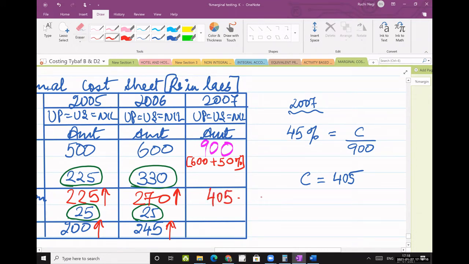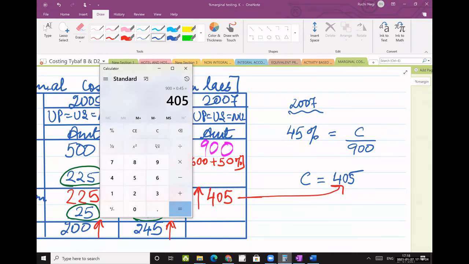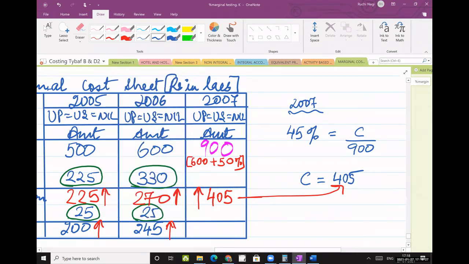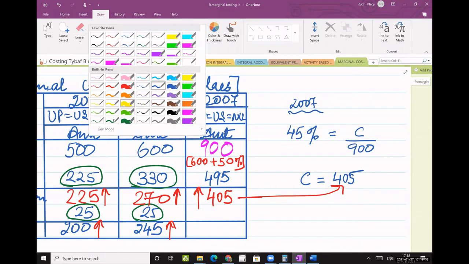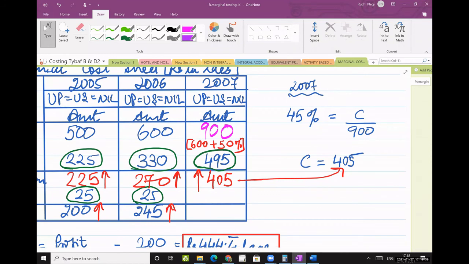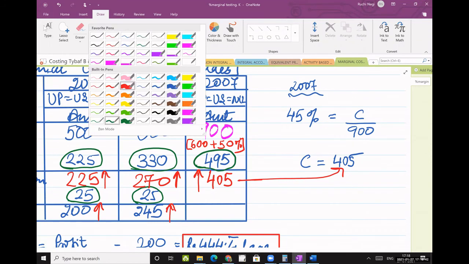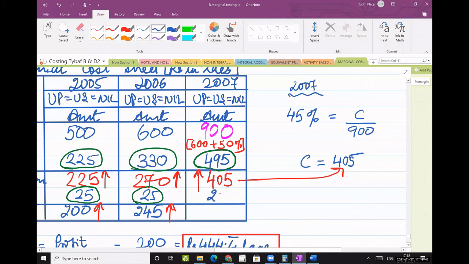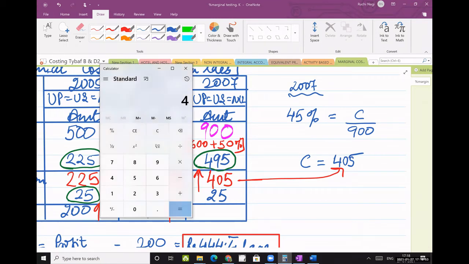405. This you got from here. Okay. Go reverse from here. You will get your variable cost 495. ओके, फिक्स कॉस्ट तो चेंज नहीं होगा, तो 25 था, 25 ही रहेगा. ठीक है. सो नाउ आई कैन गेट माई प्रॉफिट 405 minus 25, 380.